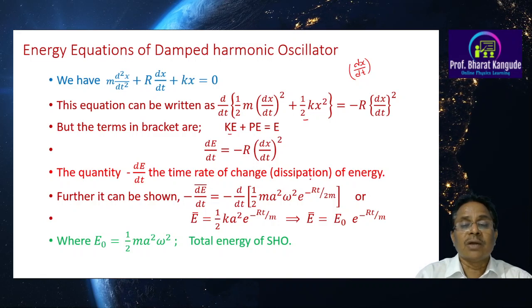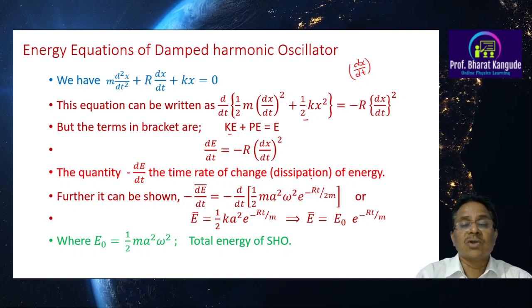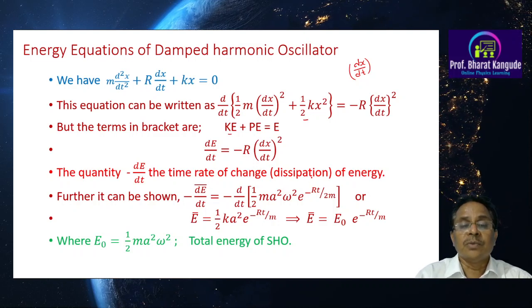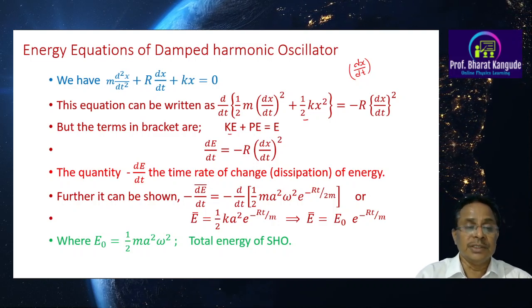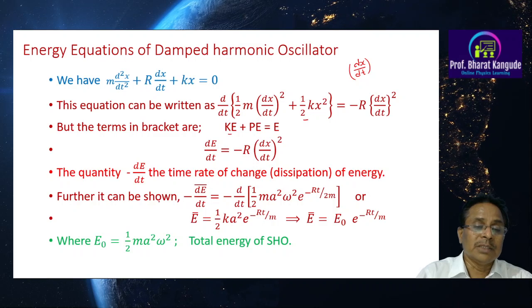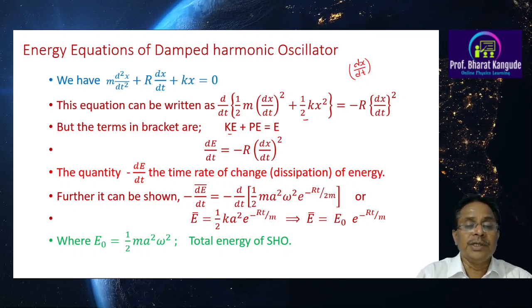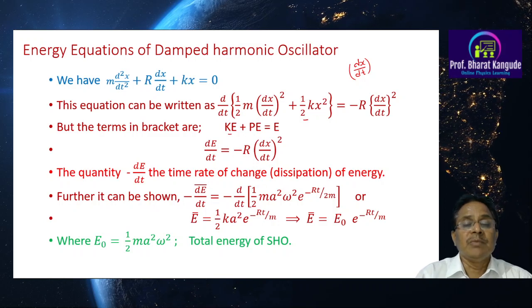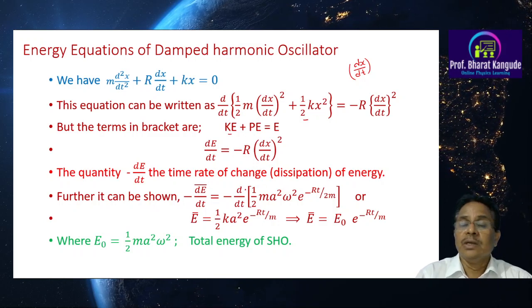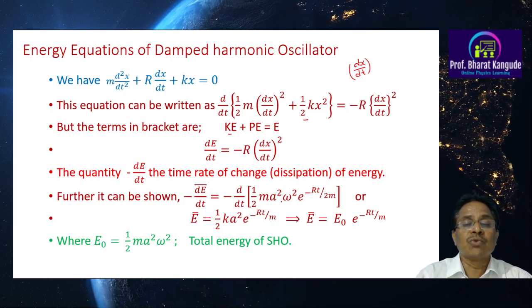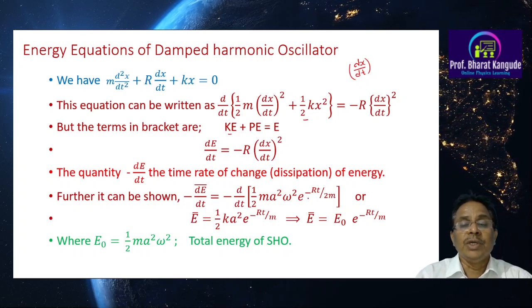So this is what is called dissipation, and this is called the rate of dissipation of energy, or the time rate of change of energy of this oscillator. Now again, mathematical analysis shows that this equation, minus dE bar upon dt, can be found to be of this nature. This is d by dt in the bracket, 1/2 m a square omega square into e raised to minus rt upon 2m.